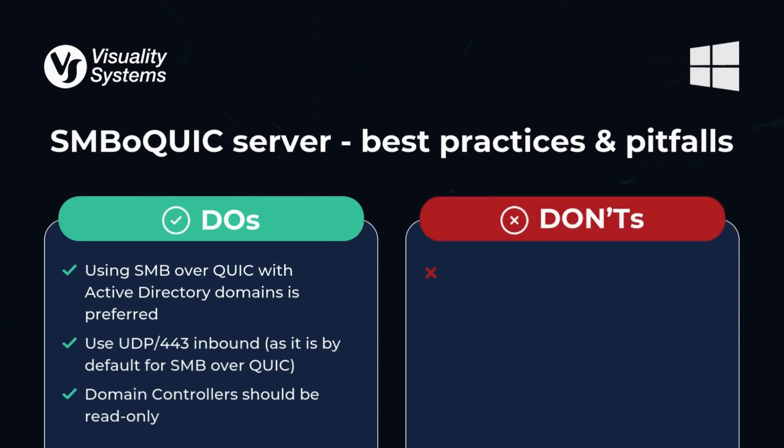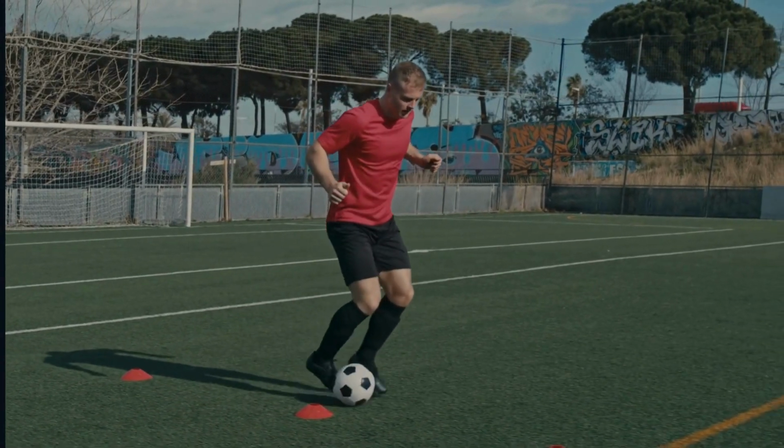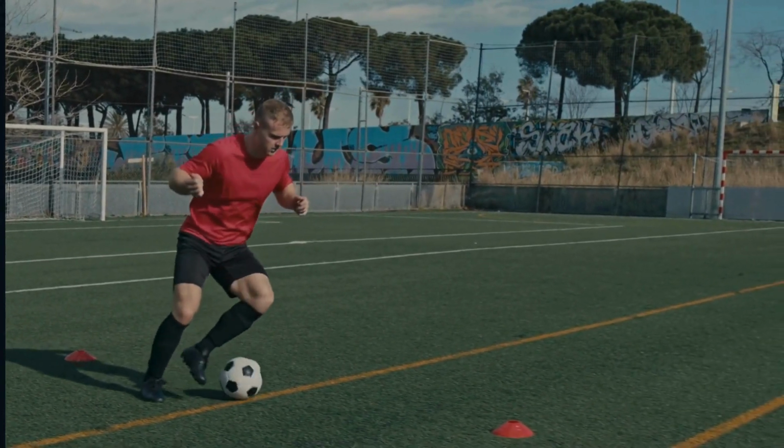Do not allow inbound connections over TCP port 445 on your file server. SMB over QUIC eliminates the need for this, reducing attack surface and improving security. Also, avoid using IP addresses in the server's subject alternative name. Doing so forces authentication to fall back to NTLM, which is less secure, even if Kerberos is available through a domain controller or KDC proxy. By following these best practices and avoiding common pitfalls, you can ensure a more secure and resilient SMB over QUIC deployment.